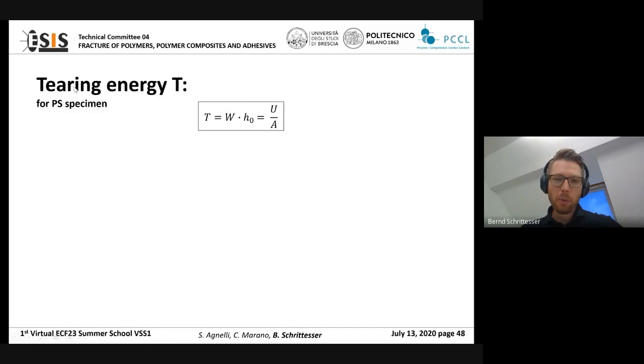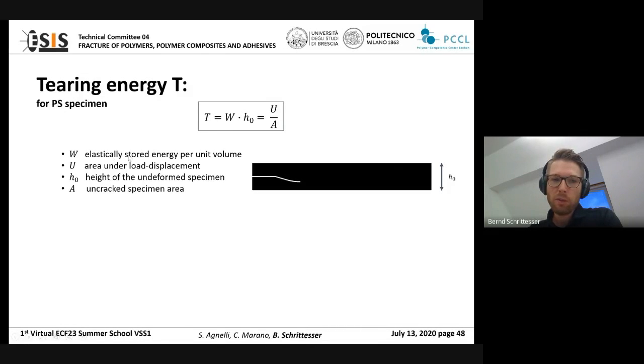Talking a little more about the tearing energy, first of all, I have to mention that the calculation of this tearing energy depends on the specimen geometry. And so we have this very easy equation where we have the elastically stored energy per unit volume, then the area under the load displacement curve, the height of the undeformed specimen, and then the anchoring specimen area.